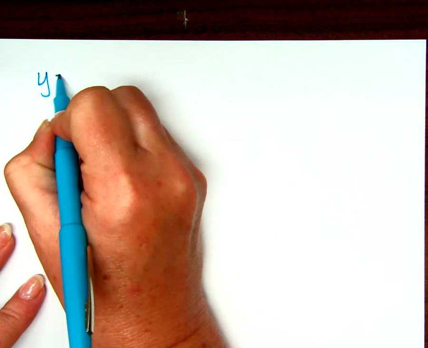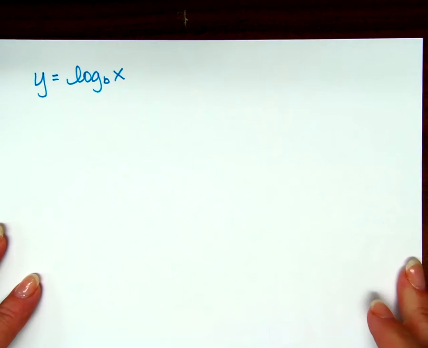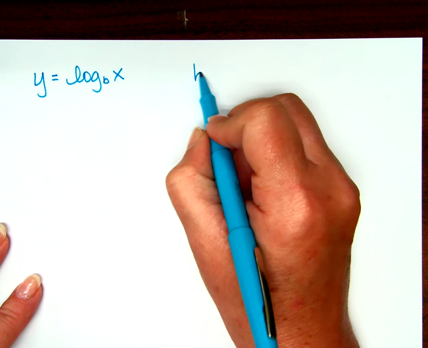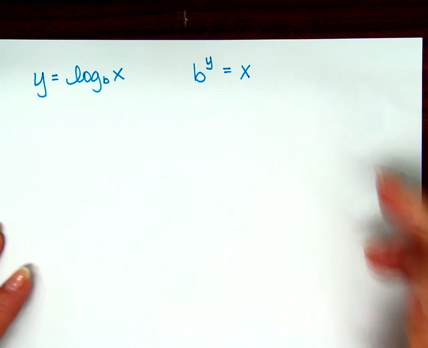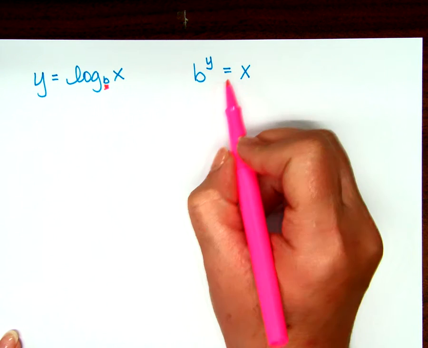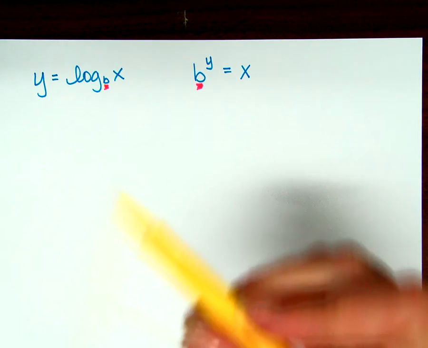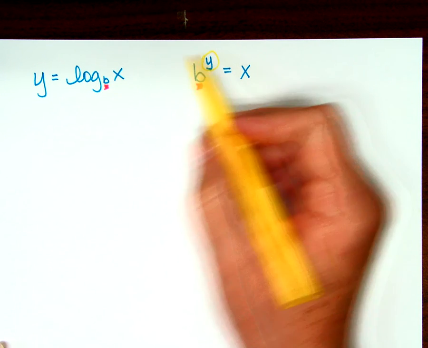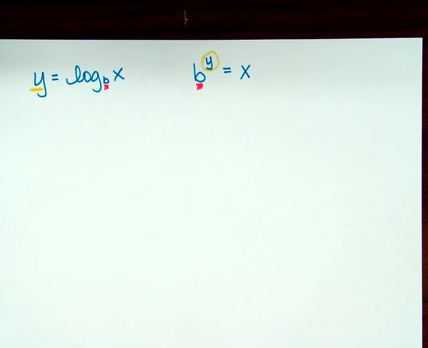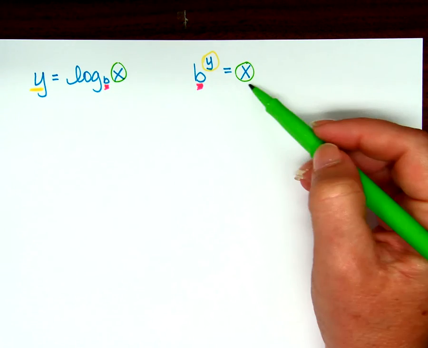So logarithmic form looks like this: y equals log base b of x. Exponential form looks like b to the y equals x. So notice please that the base of the logarithm is the base of the exponent. Notice that the exponent in exponential form is what the logarithm equals. And then notice please, this is what's left: what's inside of the logarithm is what the exponential equals.